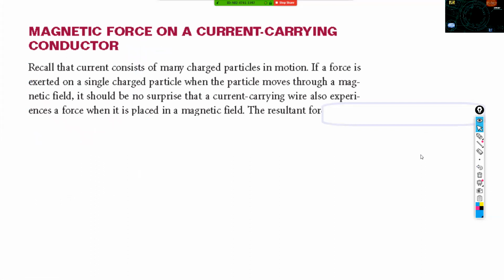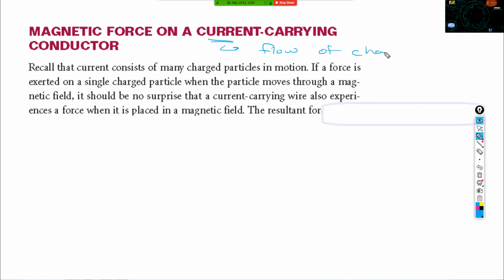Now, let's apply this to electricity. What is current? It's the flow of charge, moving at a certain velocity, certain meters per second. This amount of charge is moving at a certain rate. So if I get electric current moving through a magnetic field, I can actually start to apply a force to it.